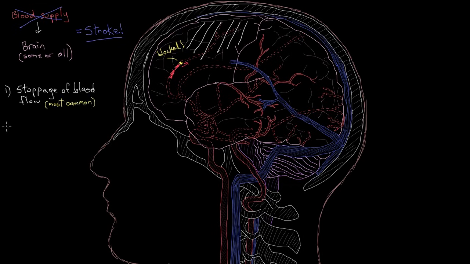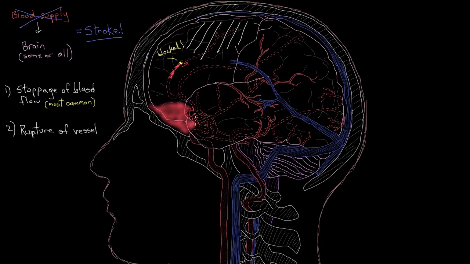The second kind of disturbance, one that's not as common but still really serious, is where one of the blood vessels of your cerebral circulation ruptures. Let's say that this bit of the ACA, right at the junction between the ACA and the anterior communicating artery, started to balloon out. It started to form an aneurysm. Eventually that aneurysm could rupture, and you'd start leaking blood out of your cerebral circulation and into the space around your brain.